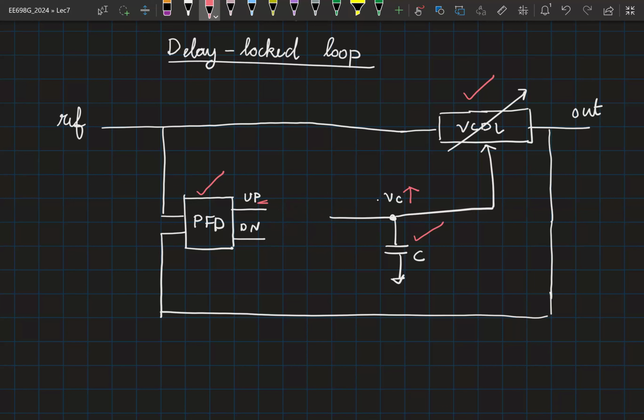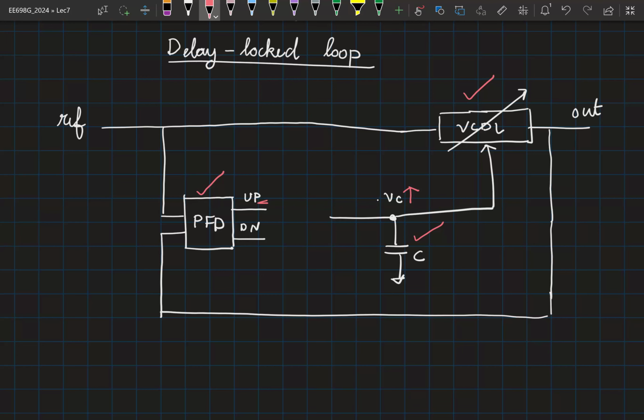Why multiplexer? Because we have select lines. Okay. It's wrong. We have two inputs. And then you're shorting up to the output, is it? But we want to control VC, right?